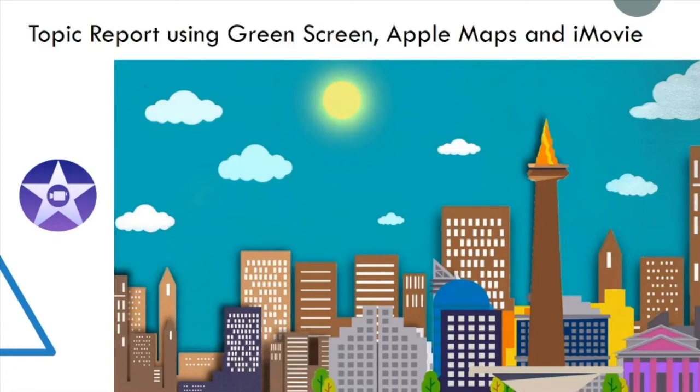Brilliant. Thanks, Susan. Okay, so this next one we're going to look at is using iMovie, Apple Maps, and green screen. For this example, it was actually me who created this one, but this would help if learners aren't allowed to be videoed. So in this example, I used a Bitmoji on a green stick and used a green screen to transport them to visit different landmarks all over the world. So let's have a look at this one.